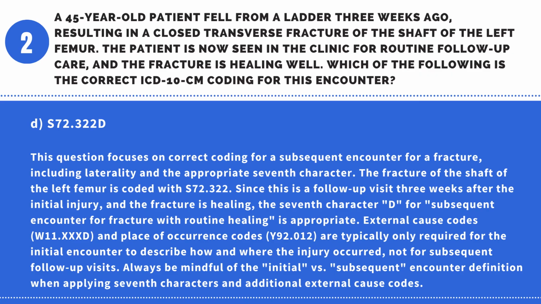External cause codes, W11.XXXD, and place-of-occurrence codes, Y92.012, are typically only required for the initial encounter to describe how and where the injury occurred, not for subsequent follow-up visits. Always be mindful of the initial versus subsequent encounter definition when applying seventh characters and additional external cause codes.